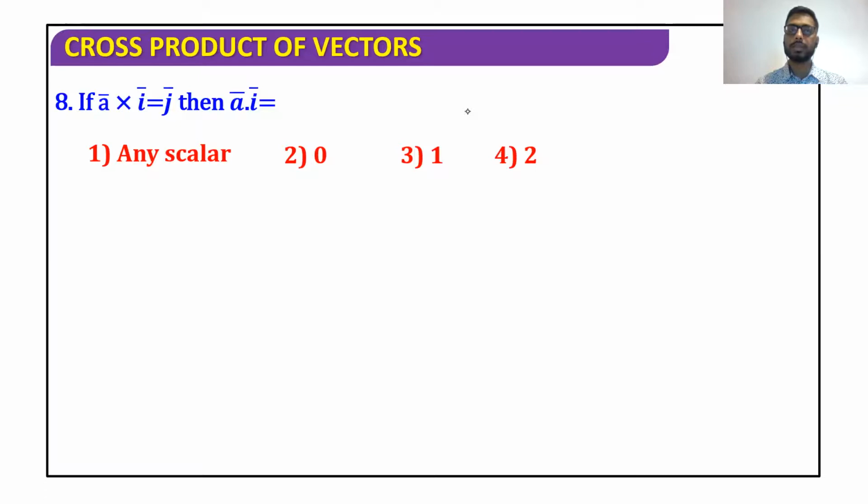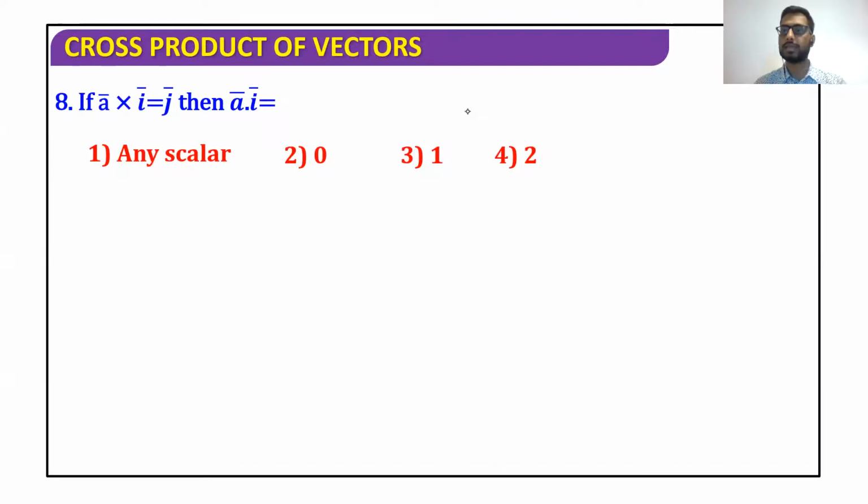Another method to solve this would be to consider your cross product and dot product. My cross product is a cross I, my dot product is a bar dot I bar. If I square and add my cross product and dot product, I have a formula for that. My formula is a cross I square plus a bar dot I bar square is equal to magnitude of a square into magnitude of I square.